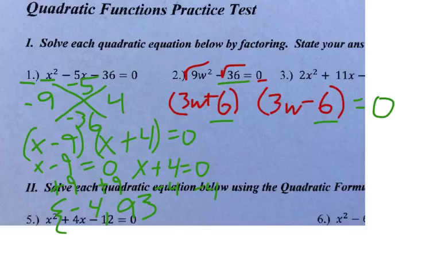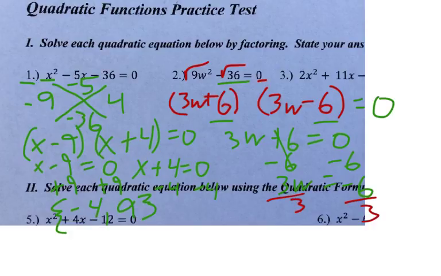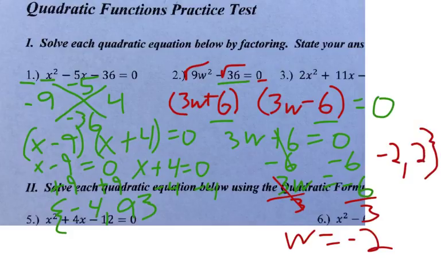And I set them both equal to 0, and I'll get 3w plus 6 equal to 0. It's a two-step equation. Subtract 6, and 3w equals negative 6. So I divide by 3, and w would be negative 2. Now I know if that one's negative 2, the other one is going to be positive 2. If you're not sure, you can always work those out, but on the difference of squares, they're always going to be like that. So negative 2 and positive 2 are my two solutions for number 2.